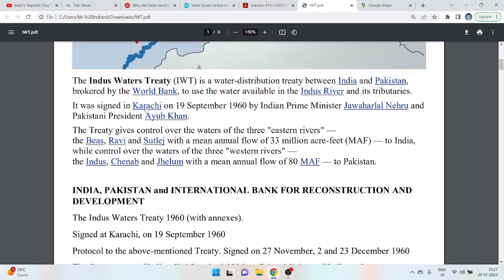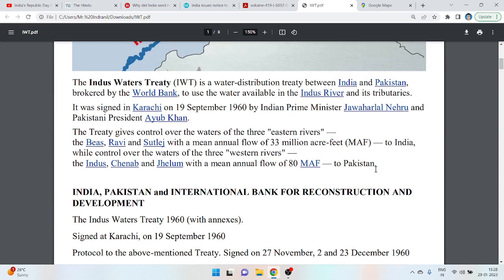It was signed in Karachi on 19 September 1960 by Indian Prime Minister Jawaharlal Nehru and Pakistan President Ayub Khan. The treaty gives control over the waters of the 3 eastern rivers, that is Beas, Ravi, Satluj, with a mean annual flow of 33 million acre feet to India, while control over the waters of the 3 western rivers, that is Indus, Chenab, Jhelum, with a mean annual flow of 80 million acre feet goes to Pakistan.